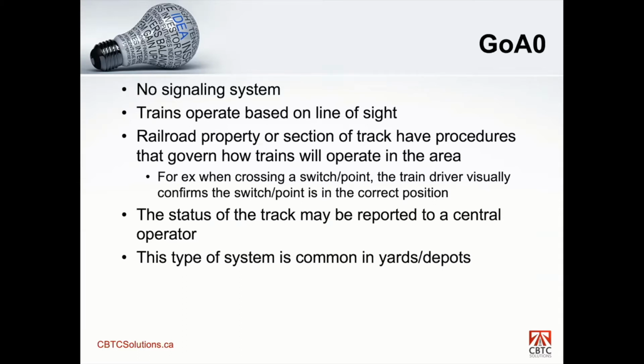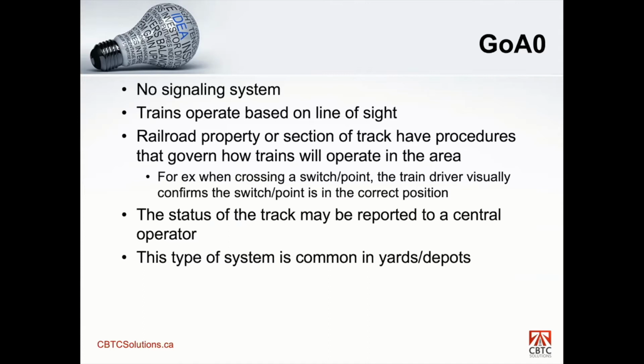in the area. For example, when a train is approaching a switch or point machine, the train driver has to visually confirm the switch is in the proper position before it's going to traverse that interlocking. That might be a rule that's applied in these types of systems for a GoA 0.